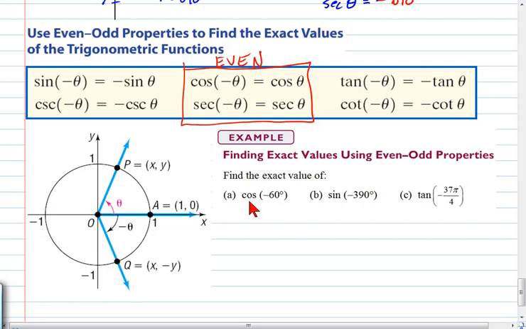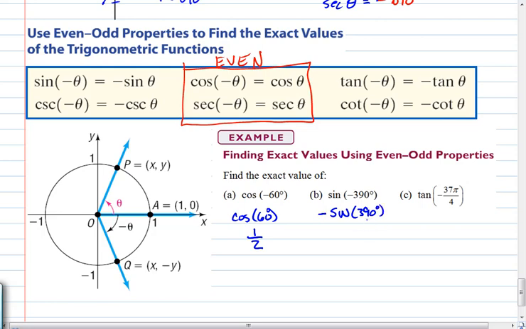Because cosine and secant are even functions, cosine of negative 60 is going to be the same as cosine of 60, and cosine of 60 is 1/2. Look at your table if you need to. You can recreate that table for your exact values of your special angles on your test so that it's in front of you. Sine of negative 390 degrees is going to be the opposite of sine 390 degrees.